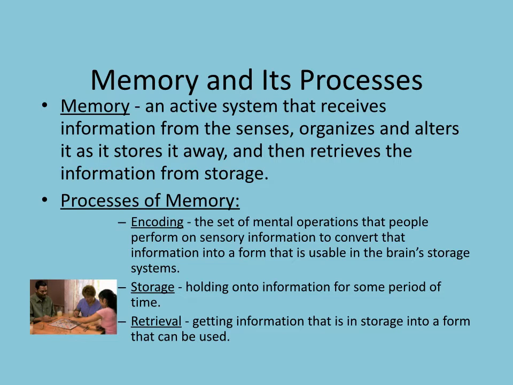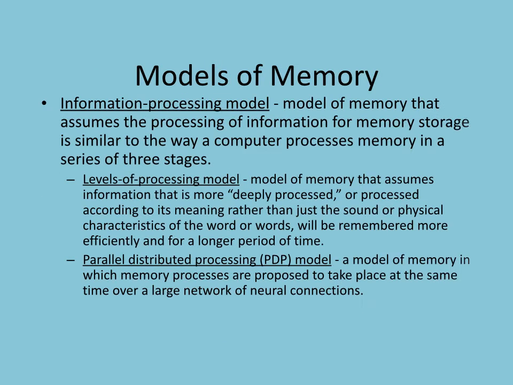So there's a couple of different ways you can think about memory. One of the best ways that I think it makes sense to think about memory is like a computer. If you think about memory in three major ways, there's levels of processing, the model of memory that assumes information that is more deeply processed, or processed according to its meaning rather than the sound or physical character, will be remembered more efficiently. So by actually stopping and thinking about something.